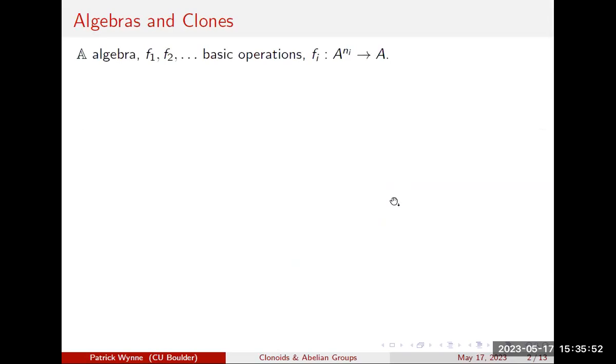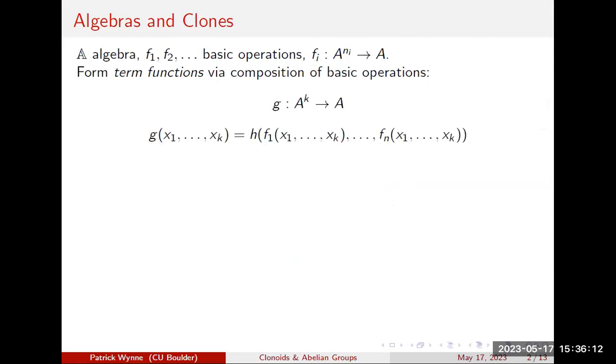If we start with an algebra A with some basic operations, f_i, of some arity n_i, we can think of these as just functions from powers of A into itself. Then from these basic operations of our algebra, we can form new operations, which I'll call term operations, by composition. So if g is one of our basic operations, as well as f1 through fn, then if the arities match up, we can form a new function from our basic operations g and f1 through fn. So h is not a basic operation of our algebra, but it is a term operation.